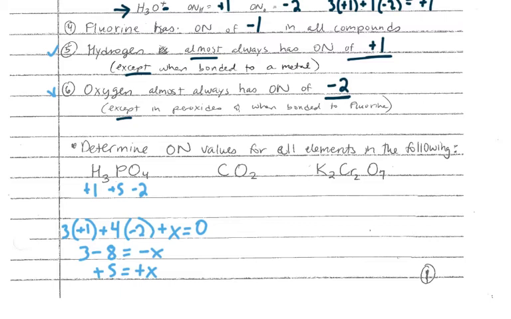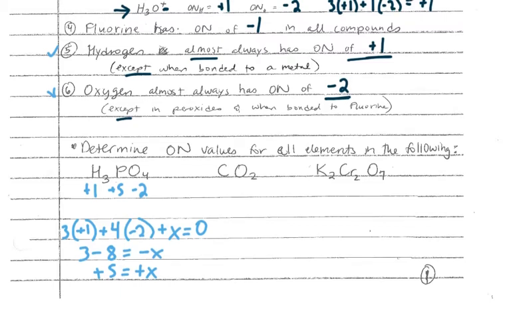So let's do this a second time with the CO, sorry, CO2, the carbon dioxide. So we know that oxygen has a -2 charge. That's rule 6. We don't know any rules about carbon, so that's one we have to deduce. Overall, this compound has a 0 charge. So that means that 2 oxygens with a -2 charge plus 1 carbon, or X, equals 0. So -4 equals -X. So X equals 4. The carbon has an oxidation number of 4.